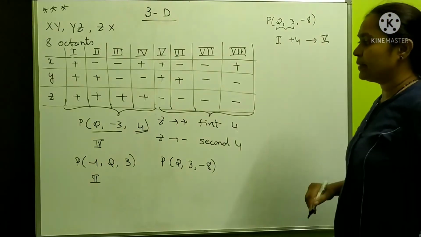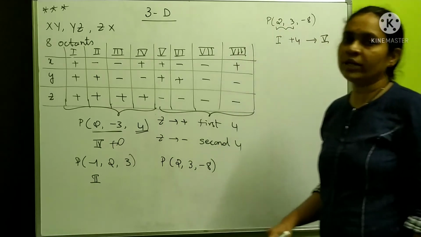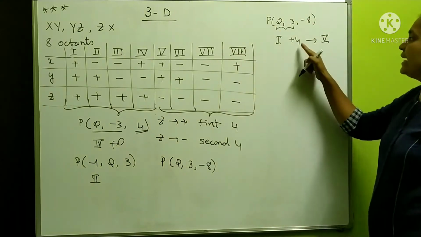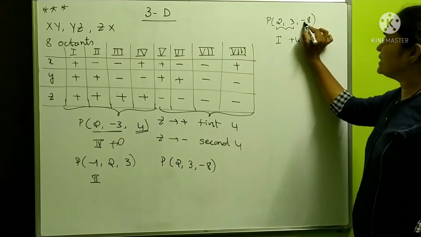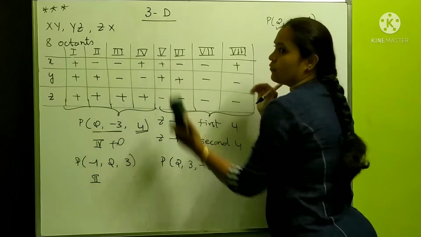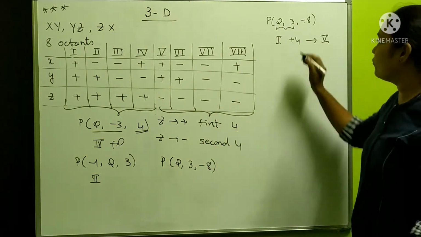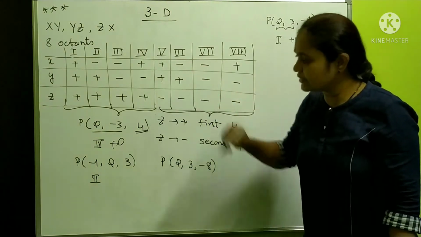If Z is positive, add 0. No need to add anything. If Z is negative, you have to add 4. Why do you have to add 4? Because if Z is negative, it is going to come in the next 4 octants. Therefore, it is the 5th octant. Look at the 5th octant: positive, positive, negative.